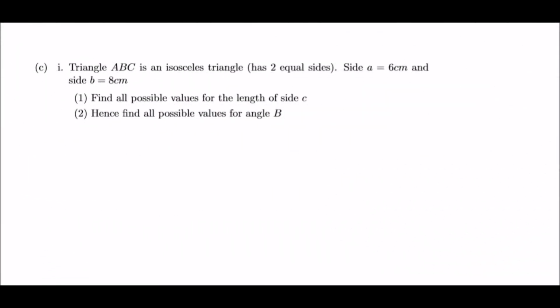Okay, part C now. So triangle ABC is an isosceles triangle which has 2 equal sides. That's what an isosceles triangle is. So one of the sides is 6 centimeters and the other is 8. Find all possible values for the length of side C. So this question is asking us to find all different combinations.